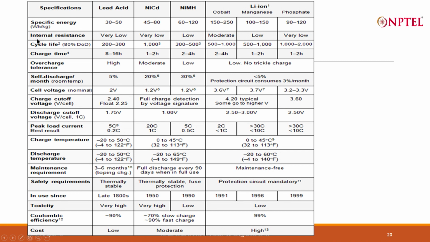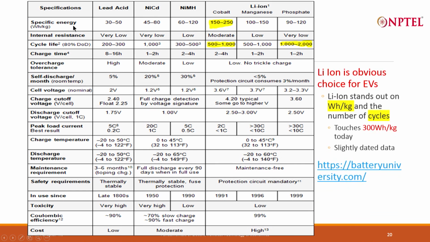Look at the first parameter here, watt hour per kg. It has been evolving, and lead acid is only 30 to 40, 50 watt hour per kg, which means not only will it be heavy, but it will also use a lot of materials. Nickel cadmium went a little better, nickel metal hydride did a little better. Then came all this phosphate, manganese, and now cobalt, 250 watt hour per kg.